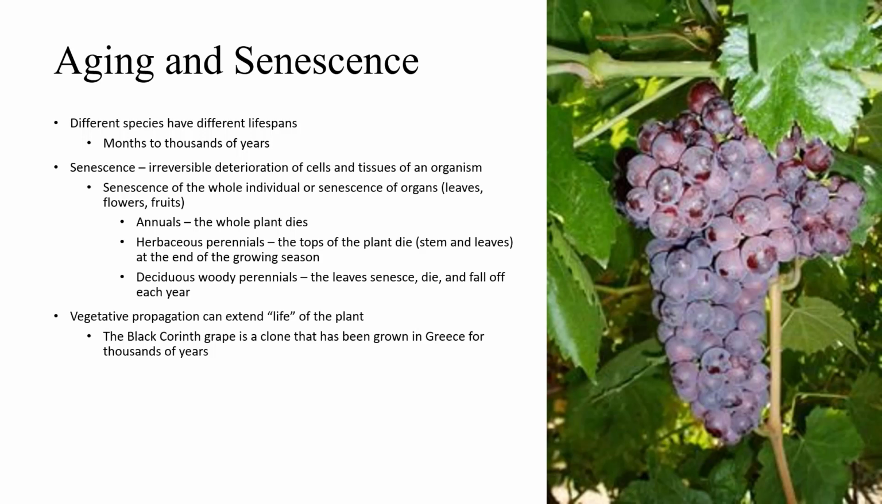Now, propagation can technically extend the life of a plant, and we can do that through cloning, right? So there's actually a black Corinth grape that is a clone that has been grown in Greece for thousands of years, right? So we continue to create new clones of this plant, and that is going to extend the lifespan of the plant if you think of each clone as a continuation of that individual.